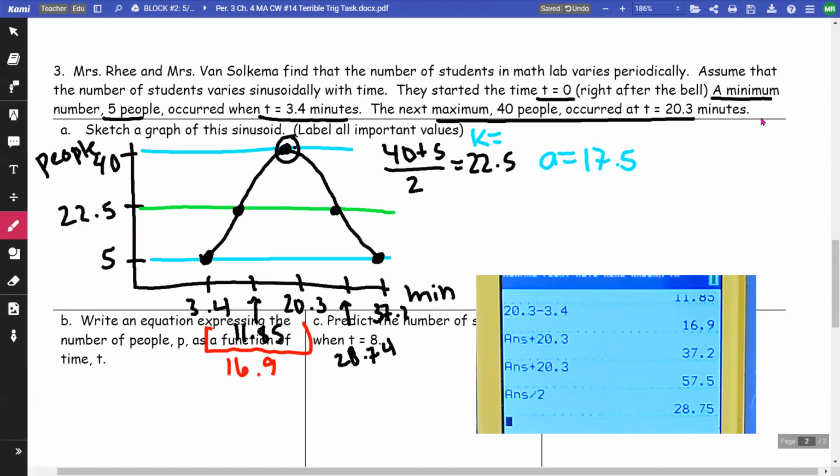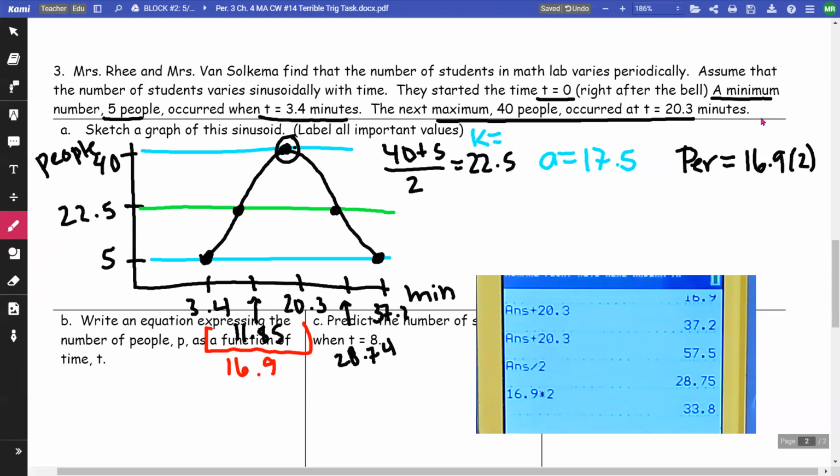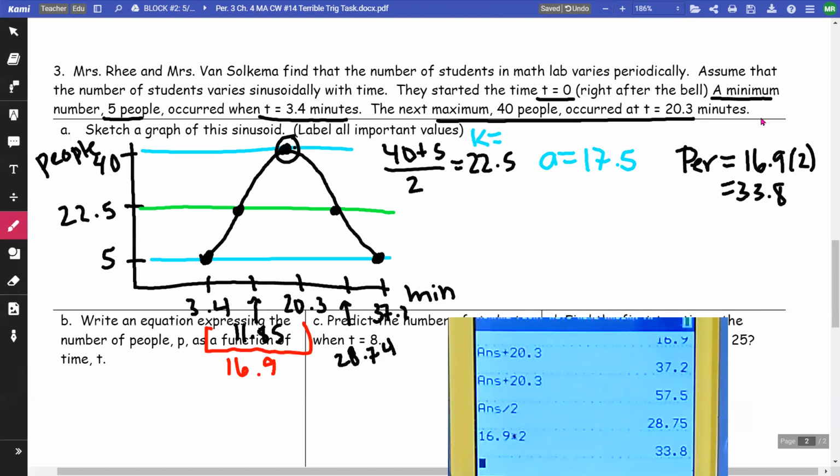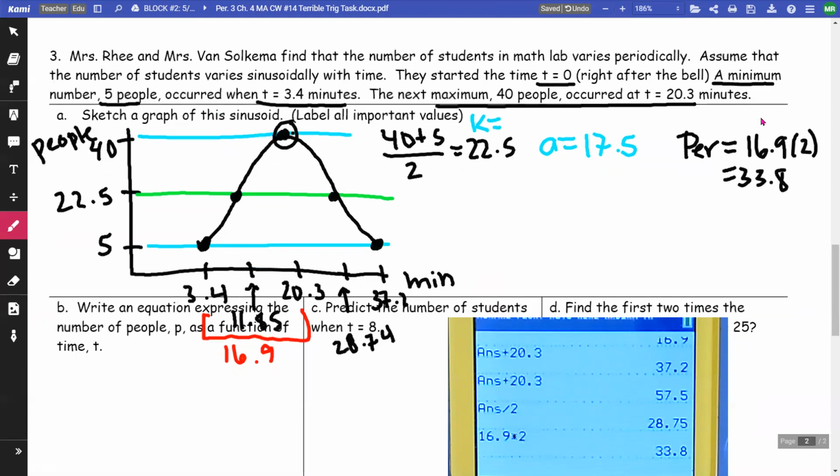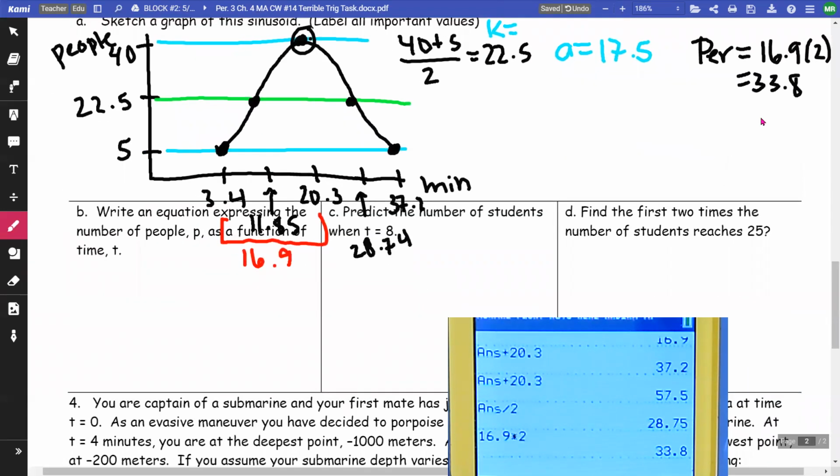Now, since it's 16.9 to the center, that tells me my period is going to equal 16.9 times 2. So 16.9 times 2 is going to be 33.8. Okay. So now if I'm going to write this equation, I'm going to write it as a cosine. Here they want us to express the number of people P as a function of T. So I'm going to go P equals, that's like my Y.